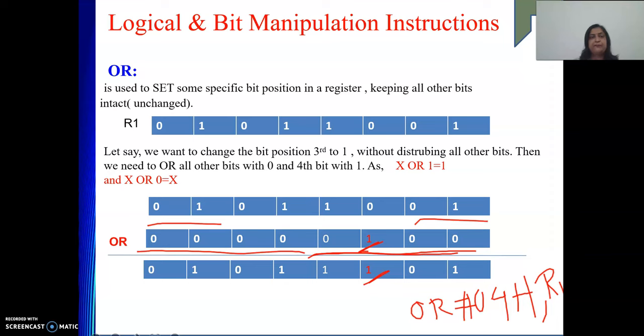Hope this is clear. So again, remember, OR is used for setting, AND is used for resetting. Done? But another word of caution, whenever you are setting, all other bits you should not change. All other bits should remain as they are.